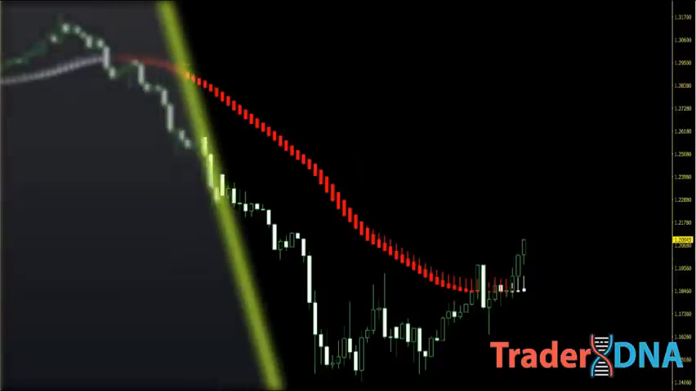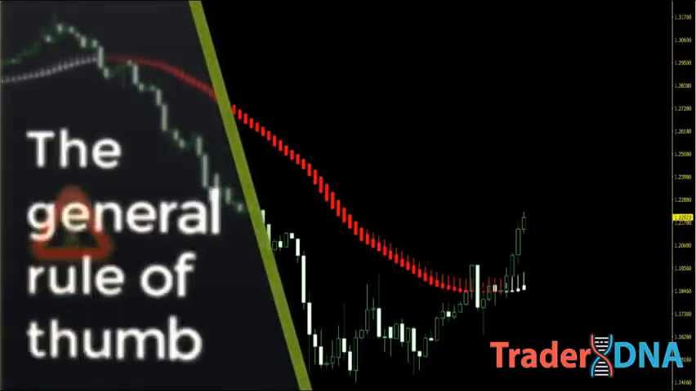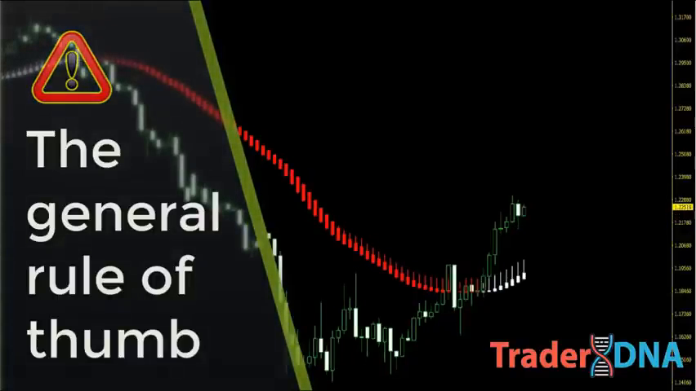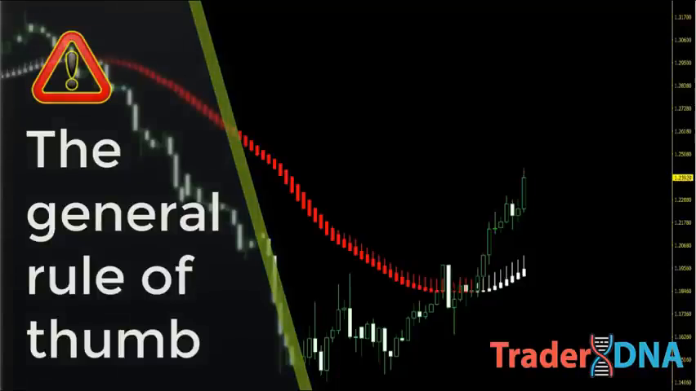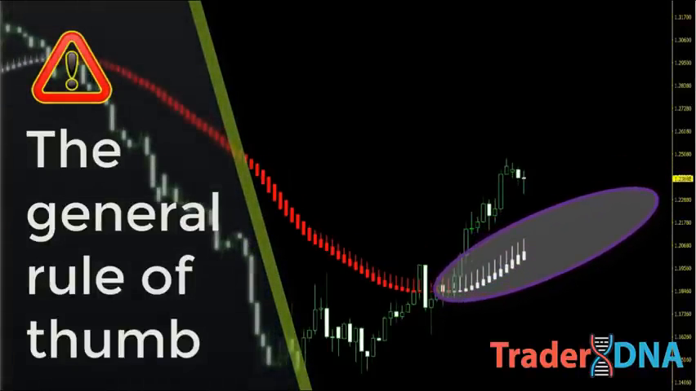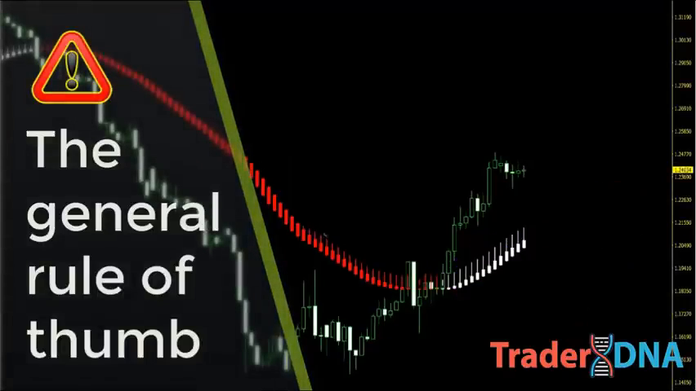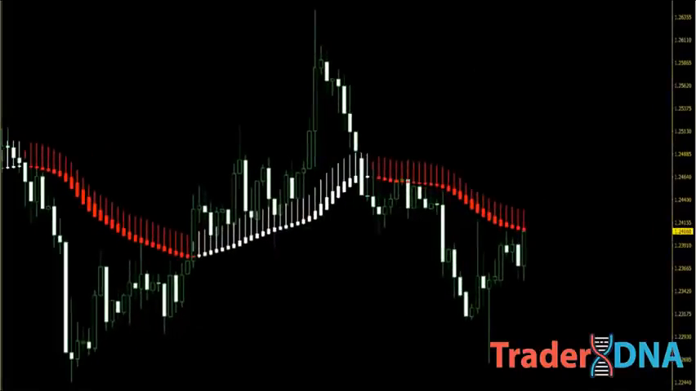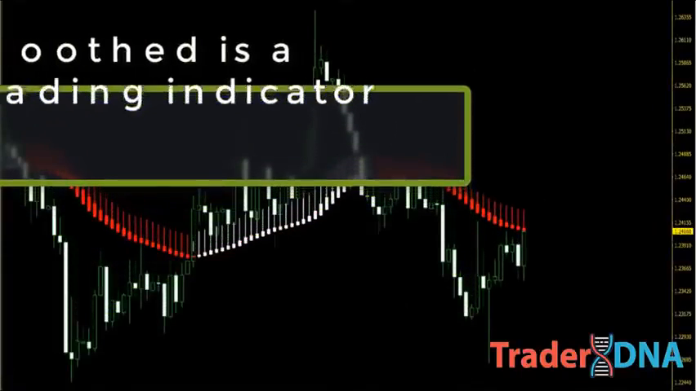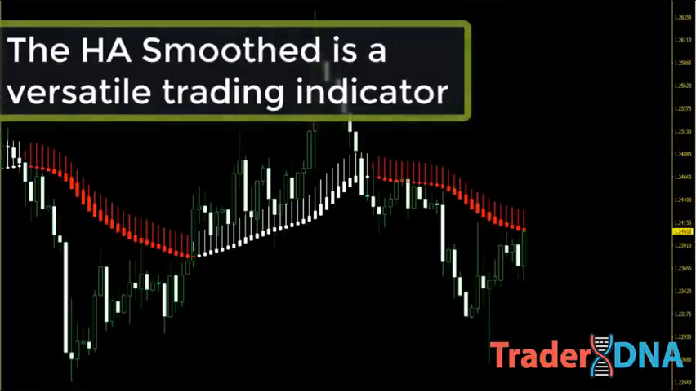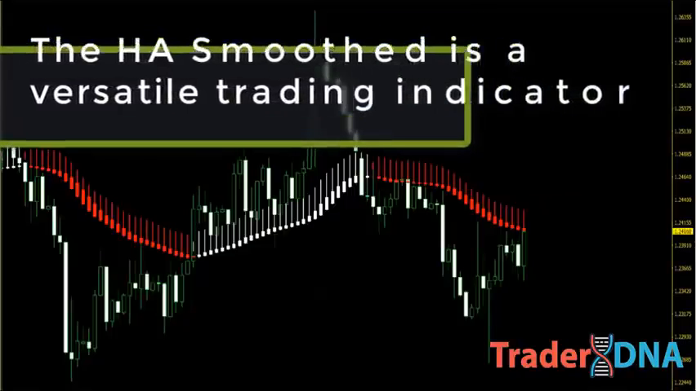Traders have developed various trading strategies built around the Heiken Ashi smoothed indicator. One of the major rules of using this indicator is in determining the trends in the markets. The general rule of thumb is that the markets are in an uptrend when the smoothed Heiken Ashi indicator is bullish or white, and the markets are in a downtrend when the smoothed Heiken Ashi indicator is bearish or red. The Heiken Ashi smoothed is a versatile trading indicator that can be used to build a new trading strategy, or it can also be used to complement your existing trading strategy.